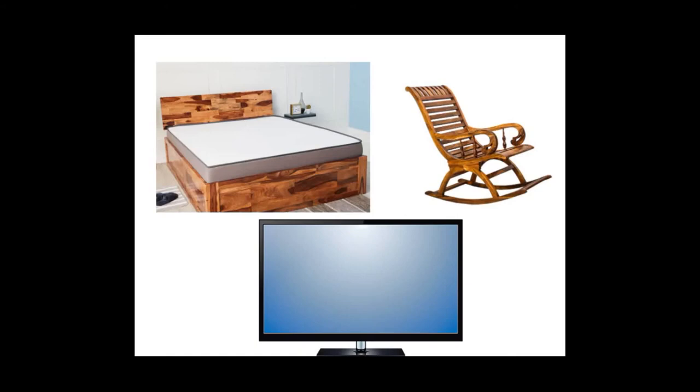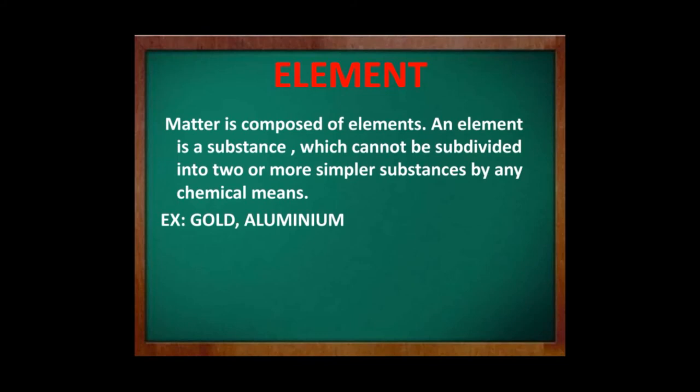Why? Because all these objects will occupy some space of your house and you can measure how light or how heavy these objects are. Now that we know that matter is anything that has weight and occupies space, let us now try to understand what matter is basically made up of.